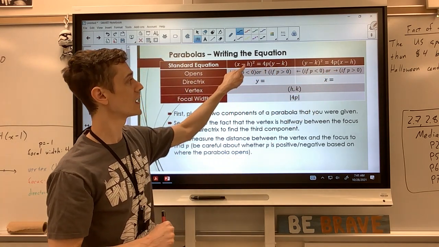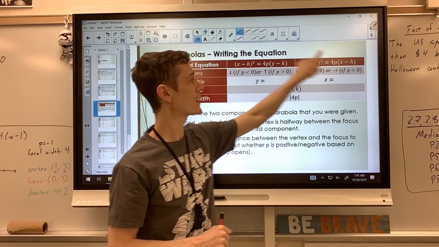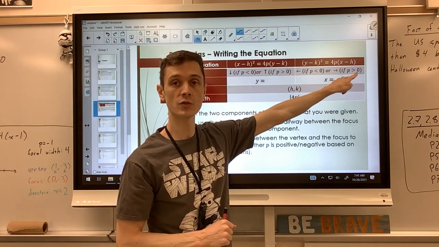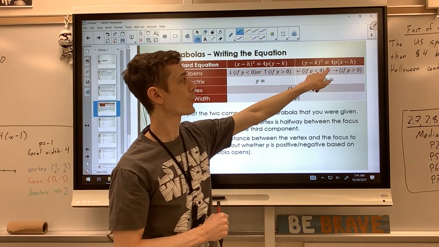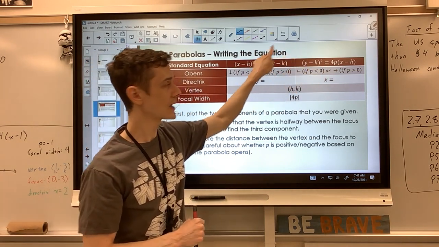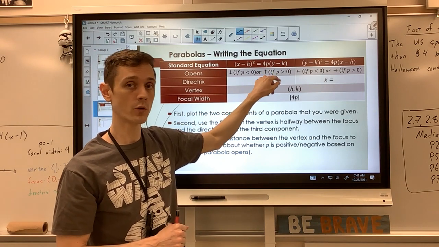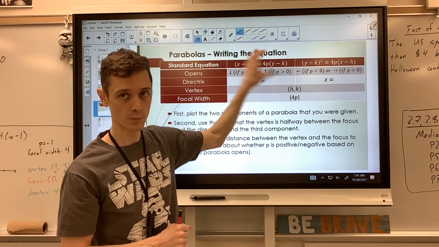It's helpful to know that h is always with x. No matter where the x gets moved, h is always with it. Similarly, k is always paired with y. So no matter where the y is in the equation, k always goes with it. So once you find the coordinate of the vertex, put h with x, put k with y.